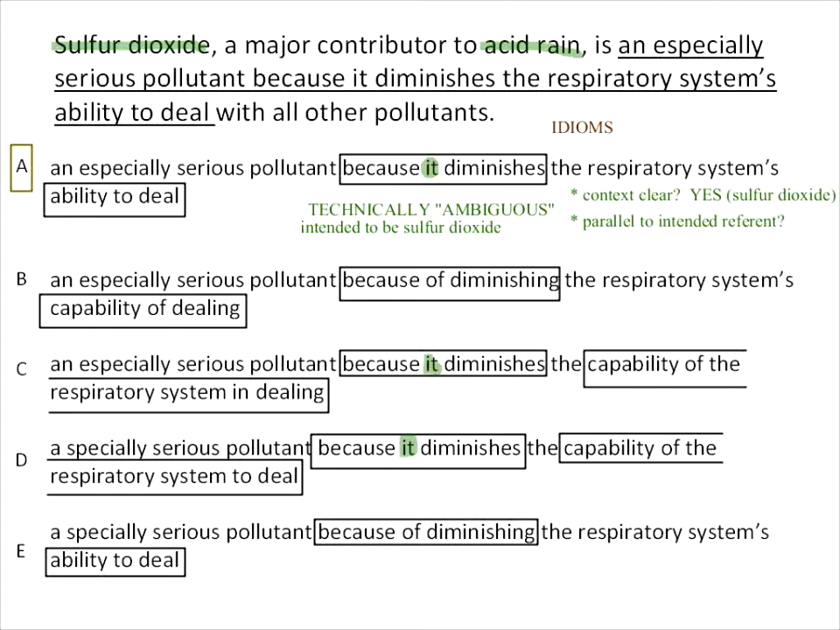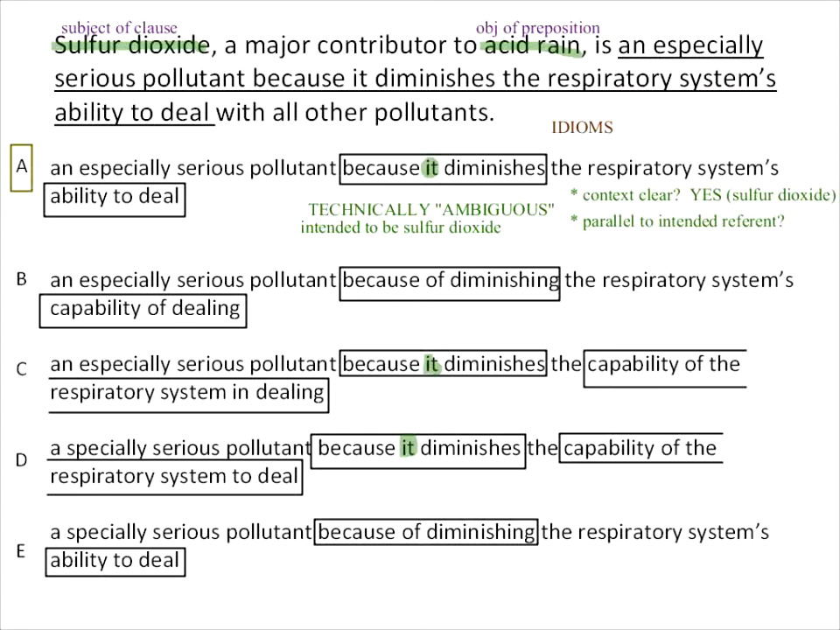So is it parallel to the intended antecedent? Well, let's check. What role does sulfur dioxide play in this clause? Just go ahead and type in the text box. What is the grammatical role played by sulfur dioxide here? It is the subject. So this is the subject of the clause. And this is the object of the preposition.